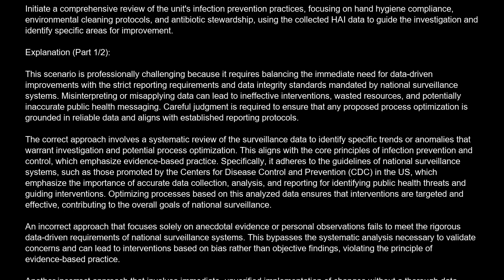An incorrect approach that focuses solely on anecdotal evidence or personal observations fails to meet the rigorous data-driven requirements of national surveillance systems. This bypasses the systematic analysis necessary to validate concerns and can lead to interventions based on bias rather than objective findings, violating the principle of evidence-based practice.